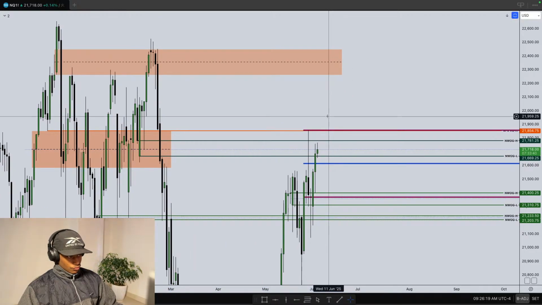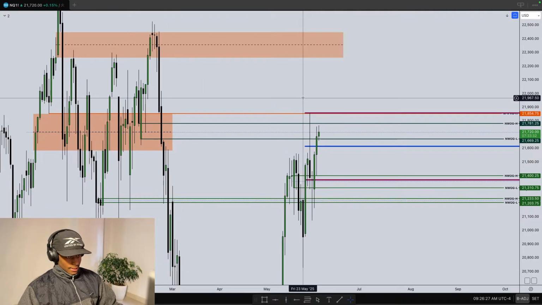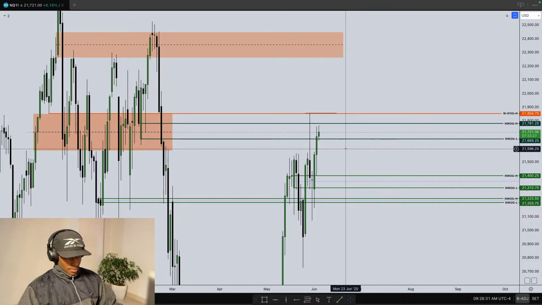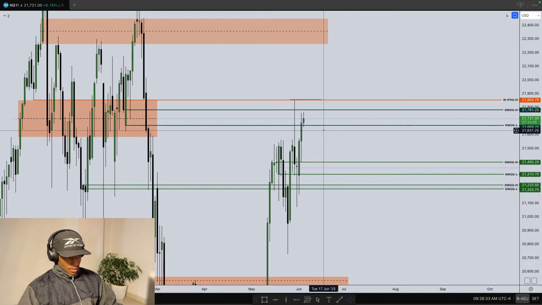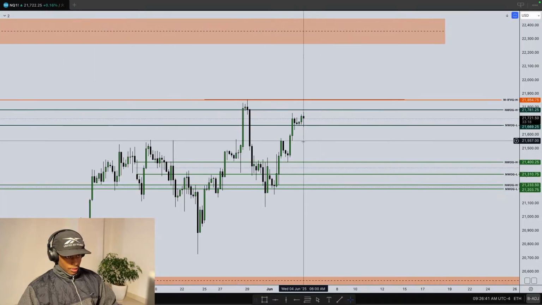This fair value gap would be the next after this high, but I don't want to mark it out just yet. What else? This is getting a bit messy. I'm going to get rid of that. Really nothing else. We have also taken the previous day's high. I'm going to drop down to the 4 hour chart.